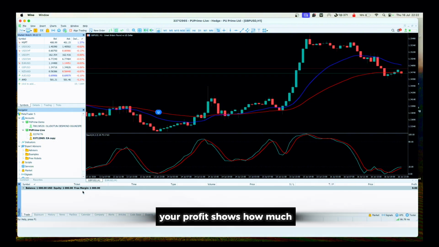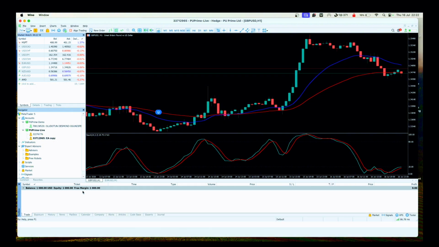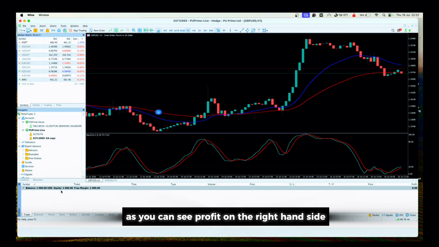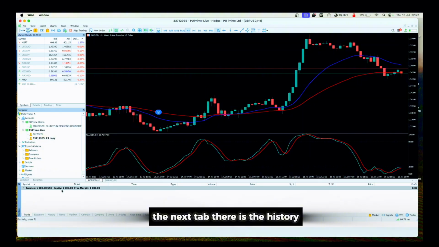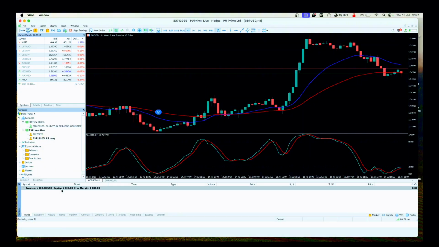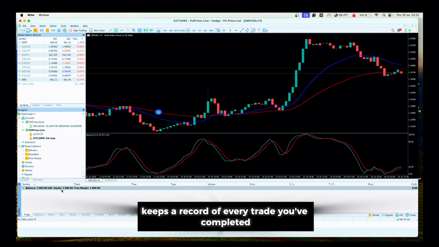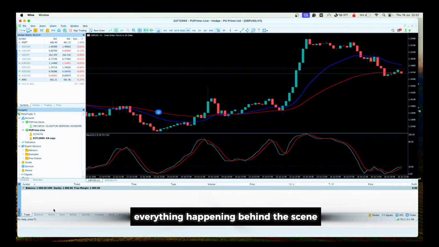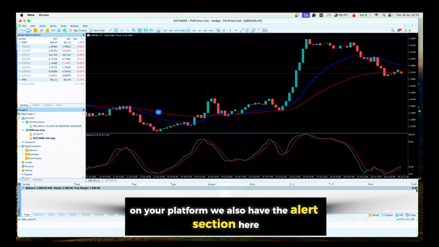Your profit shows how much you are currently making or losing on your open trade. So you can see profit on the right hand side. The next tab there is the history. The history tab keeps a record of every trade you've completed. And again, we have the journal. Your journal records everything happening behind the scenes on your platform.